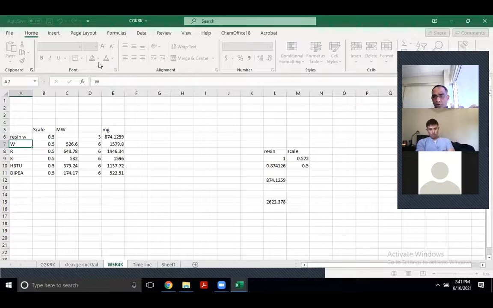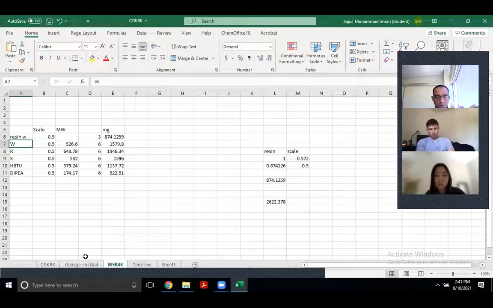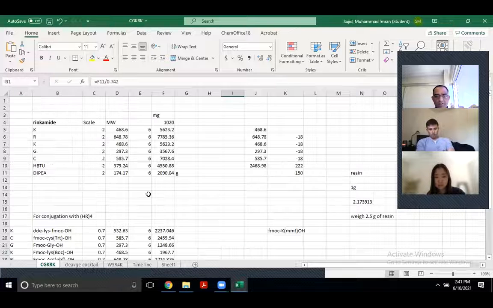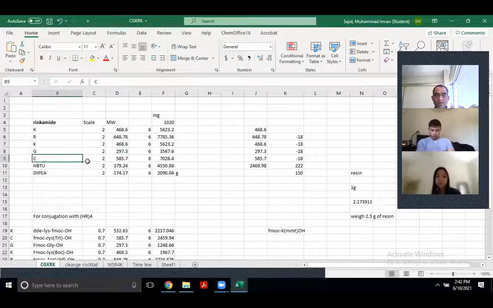So this is the synthesis protocol. Now, what we have here, for instance, is this. Scale means what? For example, we have KRKGC, right? So this is the peptide. And the molecular weight of K is 486.46. Molecular weight of arginine is this. Molecular weight of K is this. Glycine is this. And this.